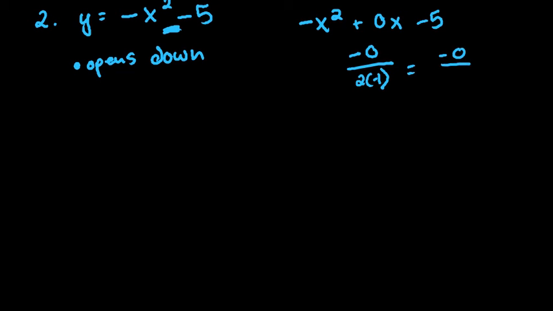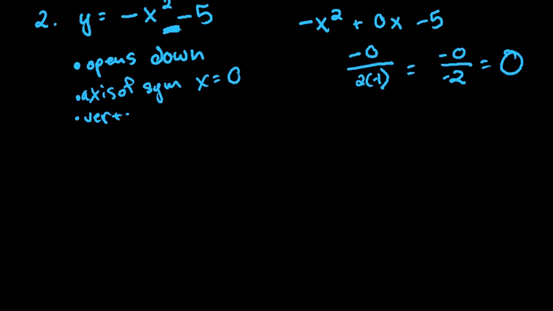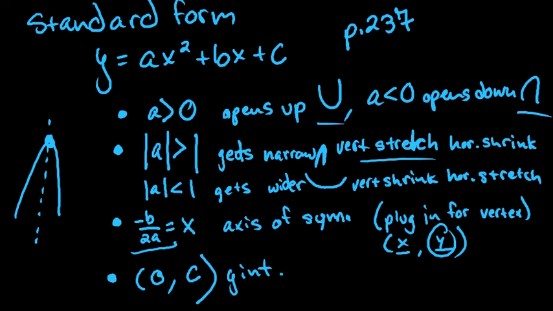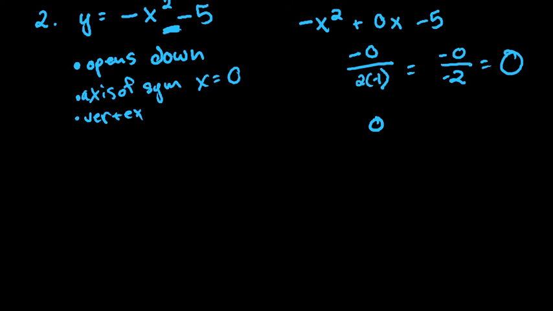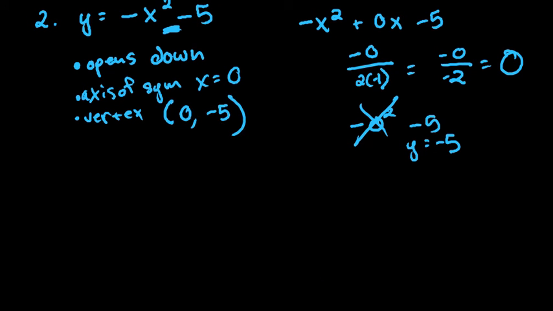So -0 over -2, that just gives me 0. So my axis of symmetry is simply x equals 0. Well, let's find my vertex. What did I have to do? Plug it in. So let me go ahead and plug 0 in. When I plug in 0 for x, this term disappears. So I get y equals -5. So my vertex is (0, -5).